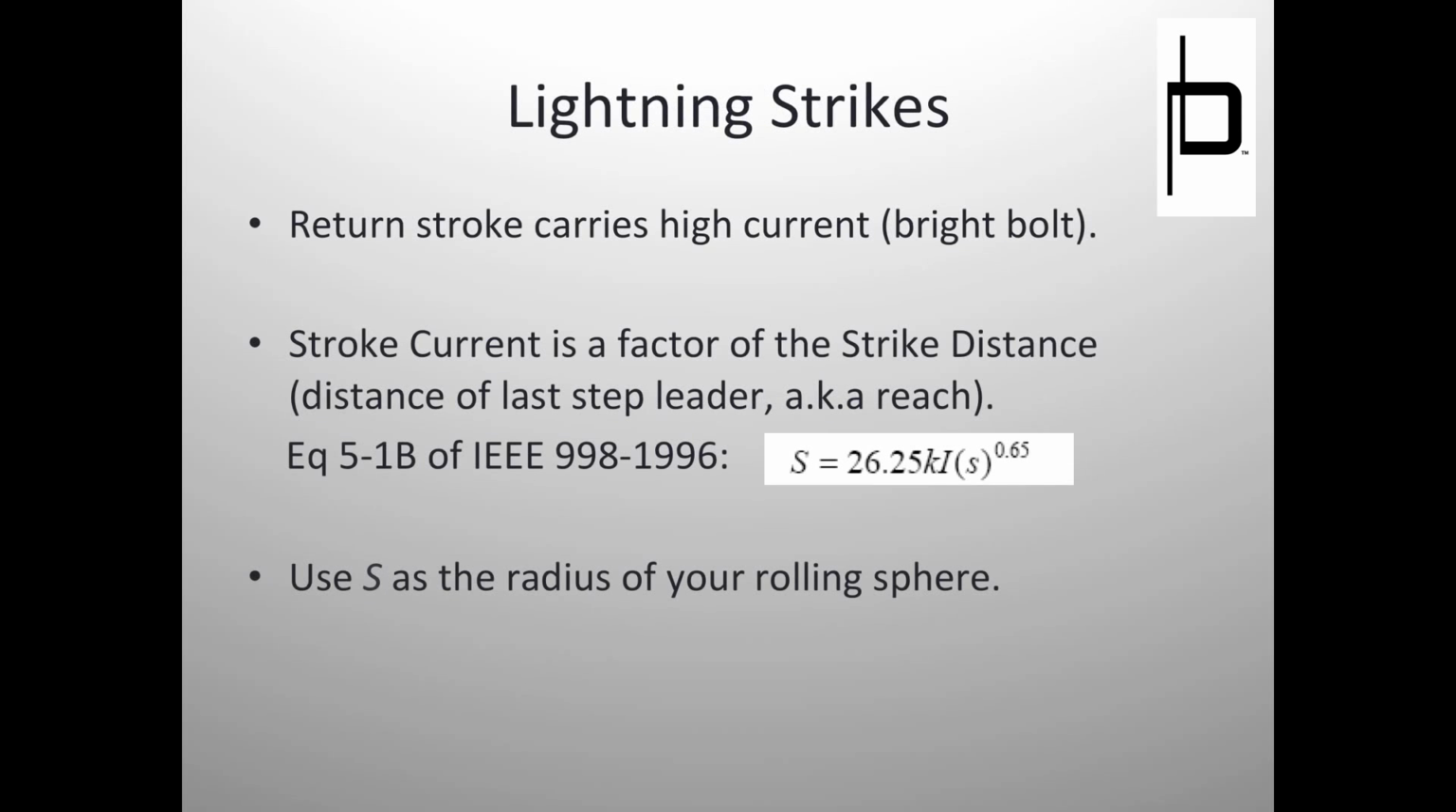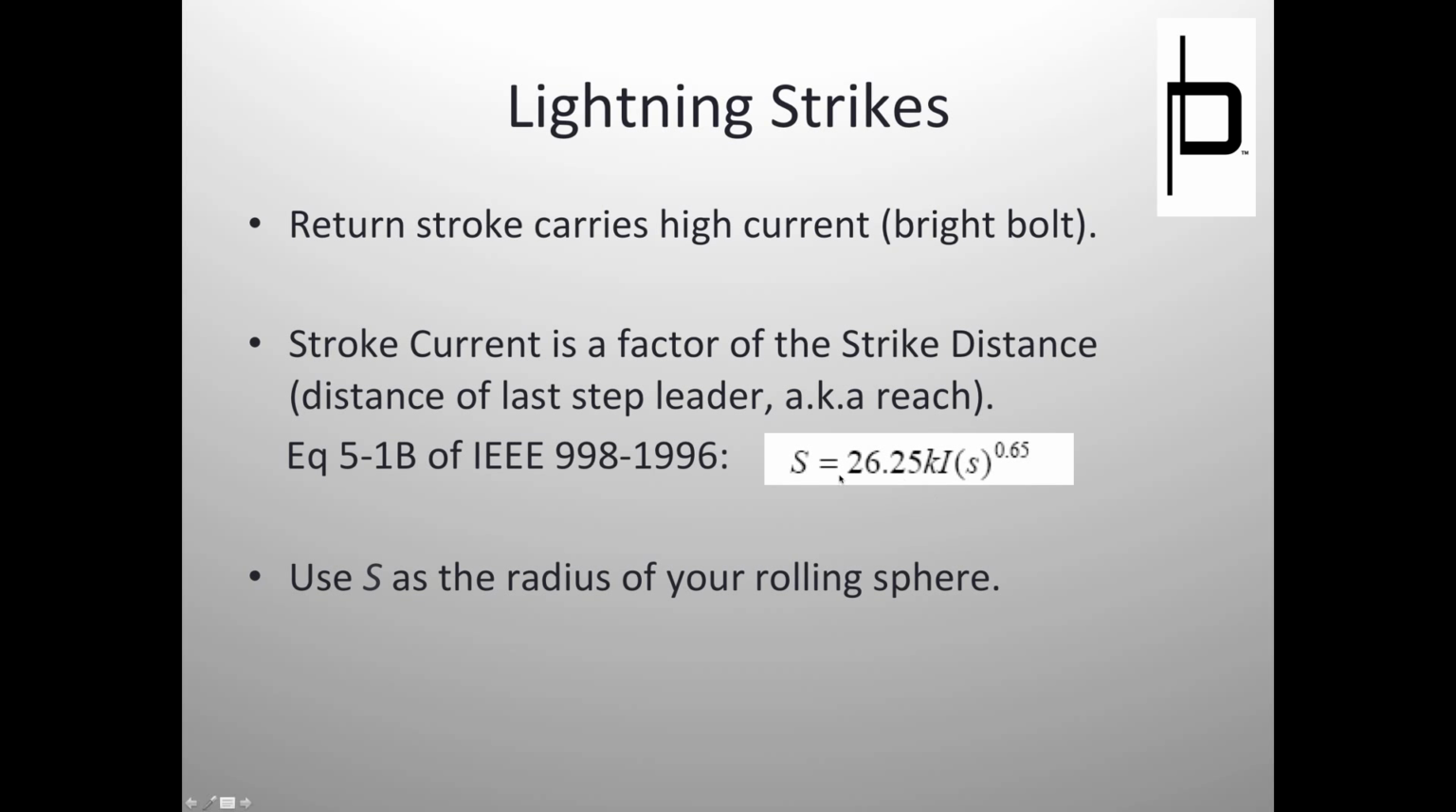All right. So no, that's a good question, and that step leader distance, which I'm going to refer to as the reach of that step leader. You'll see why in a little bit, but how far that step leader can reach is a factor of stroke current. Right. So, here's the formula given by IEEE. There's a constant here. IS is stroke current, and then S is the strike distance. So you can see if you have higher stroke current, you have a longer strike distance. Right.